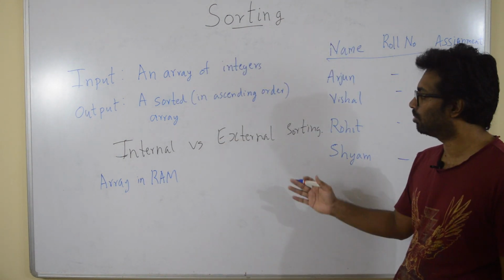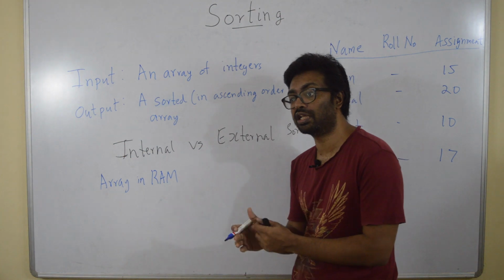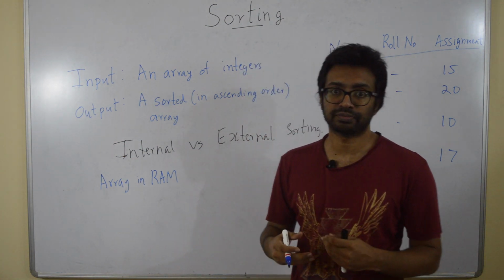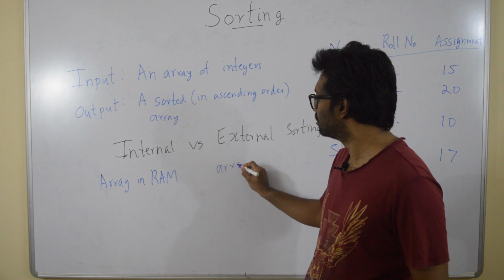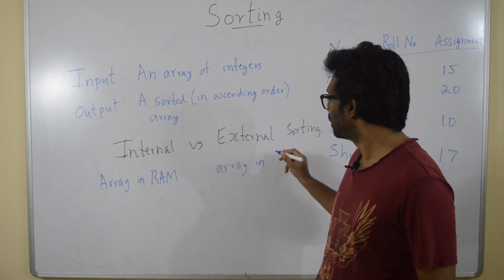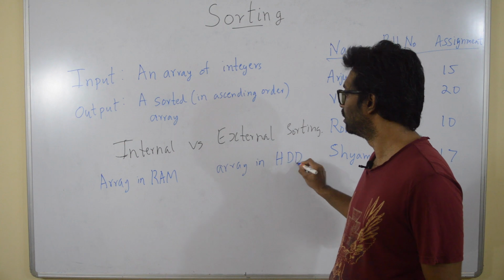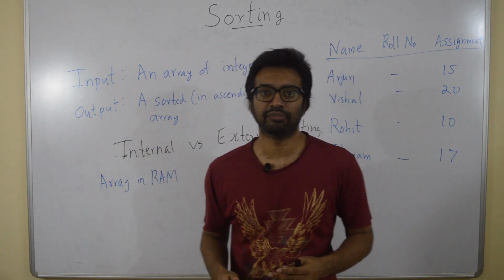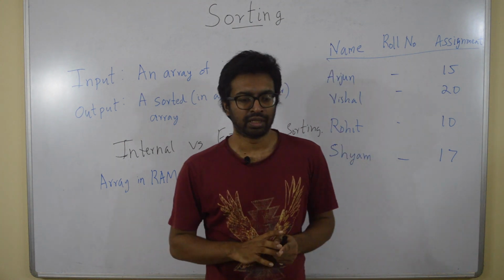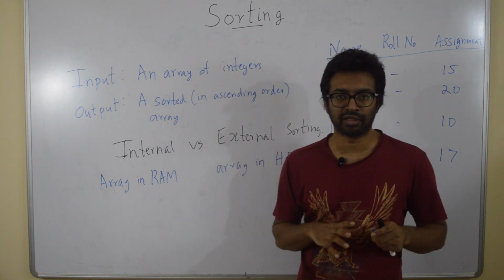On the other hand, what about external sorting? In external sorting, the arrays can be huge, and therefore this array can be in your hard disk. So the array can be in your hard disk in an external sorting.